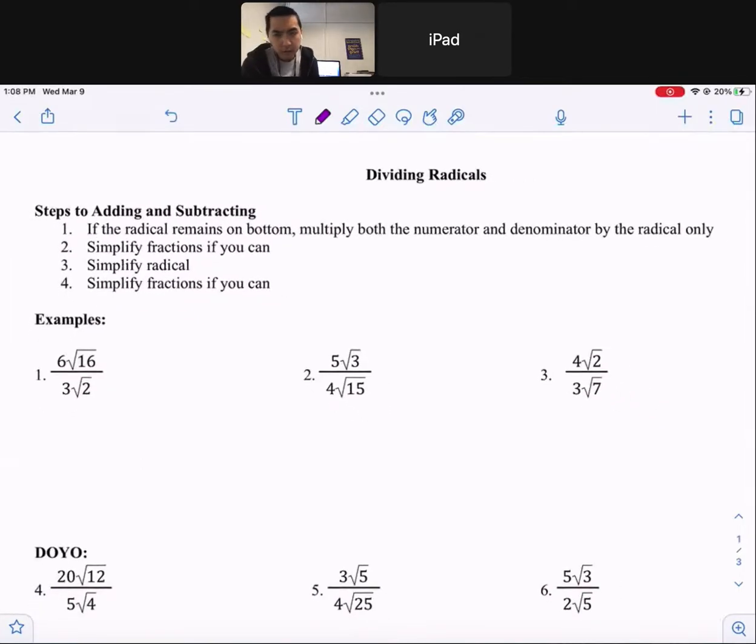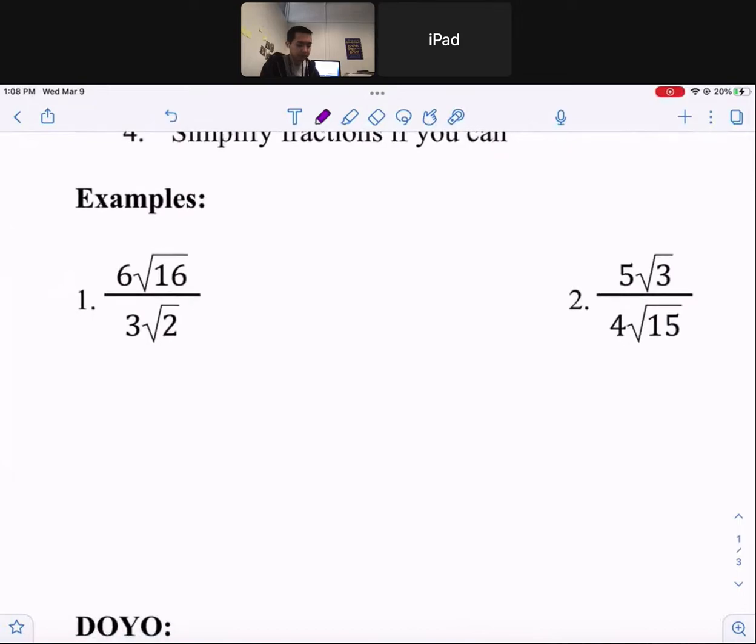So, steps to, whoopsies, dividing. If the radical remains on the bottom, you've got to multiply both the numerator and denominator by the radical only. You simplify fractions if you can, then you simplify your radical, and then you simplify fractions if you can. So let's get to this one.